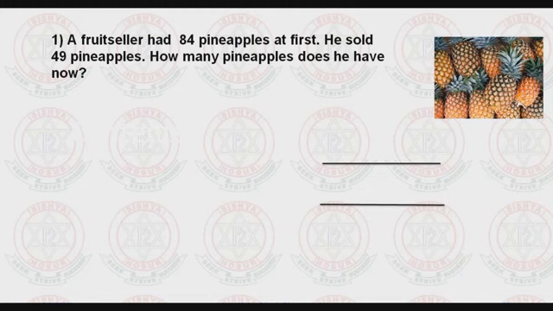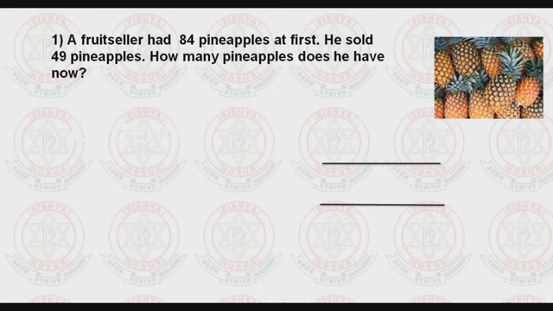So let's read. A fruit seller had 84 pineapples at first. He sold 49 pineapples. How many pineapples does he have now? Anything, you have to read two times. What is given? First he had 84 pineapples. He sold 49 pineapples. Sold means whether it will go or it will be added? Yes, sold means it will go away, that is taken away. So it is subtraction. You have to interpret the question like this.